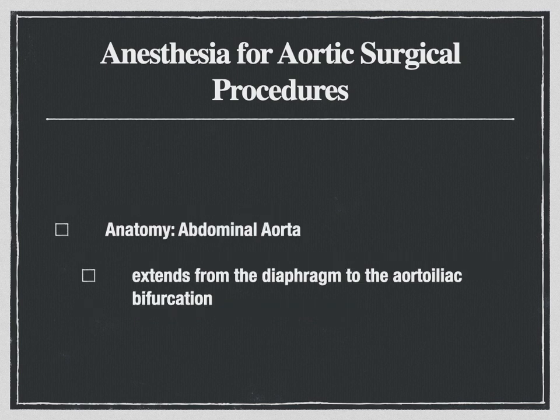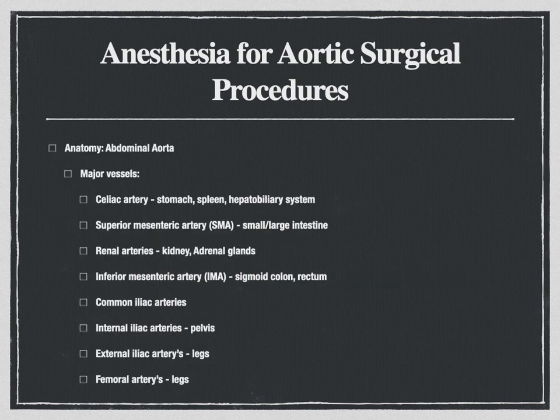The abdominal aorta extends from the diaphragm to the aortoiliac bifurcation. Some of the major vessels that come off of the abdominal aorta include the celiac, superior mesenteric artery, renal arteries, inferior mesenteric arteries, common iliac, internal iliac, external iliac, and femorals.